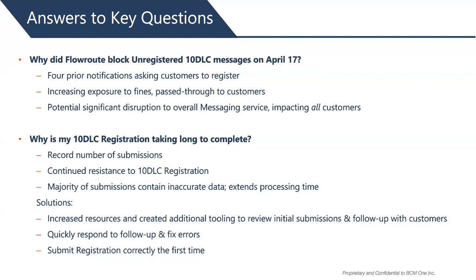As you are likely aware, Flowroute blocked outbound unregistered messages on April 17th. So I do want to talk through that. I know we explained some of it in our notification. We did send out at least 4 notifications prior to April 17th describing the impending blockage of unregistered messages. A couple of the more recent ones literally said in the middle of the notification in bright orange, if you do not register, you will have a blockage of some kind or another. The most recent one particularly said there will be a complete blockage of all outbound messages.